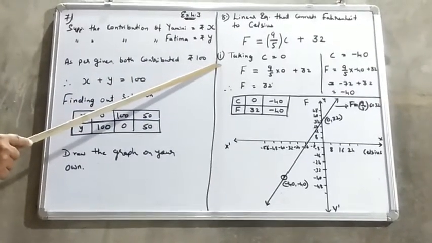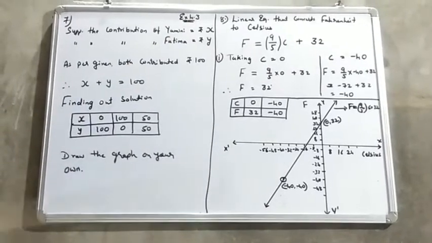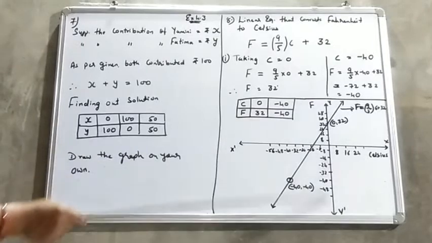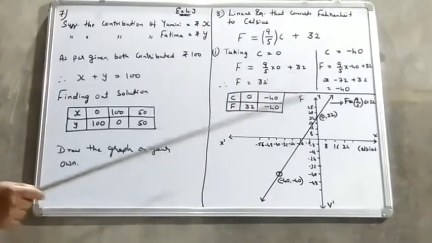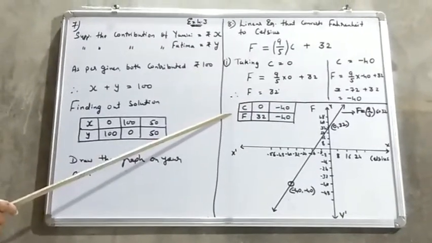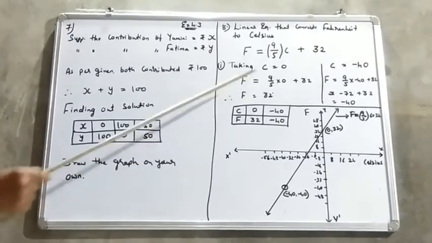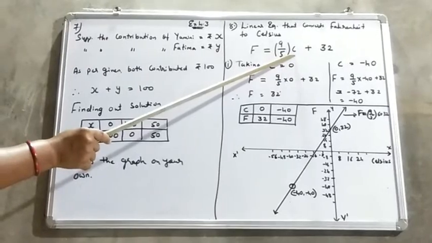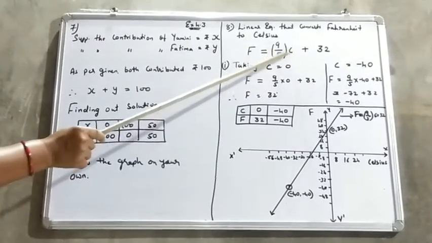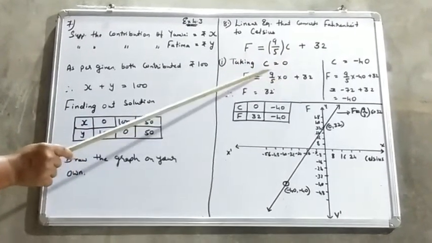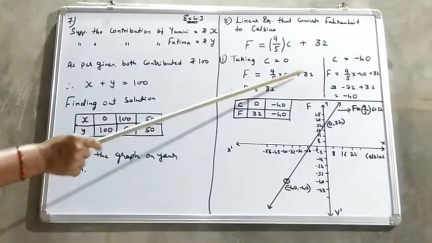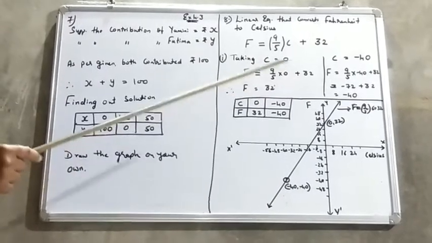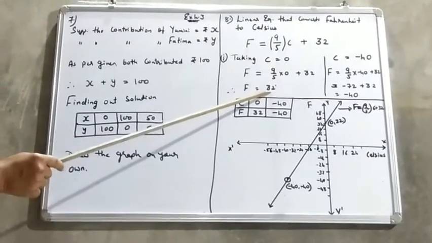For the first, they have told us to draw the graph, taking Celsius on the x-axis and Fahrenheit on the y-axis. For drawing the graph, we need at least 2 solutions. So I have taken C equals 0. When Celsius C is equal to 0, I get 9 upon 5 into 0 plus 32, where this term comes out to be 0. So Fahrenheit comes to be 32.